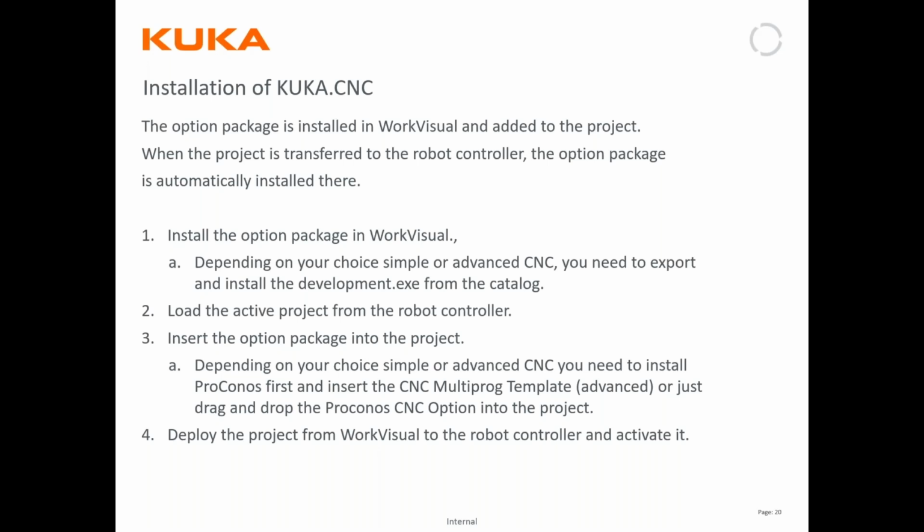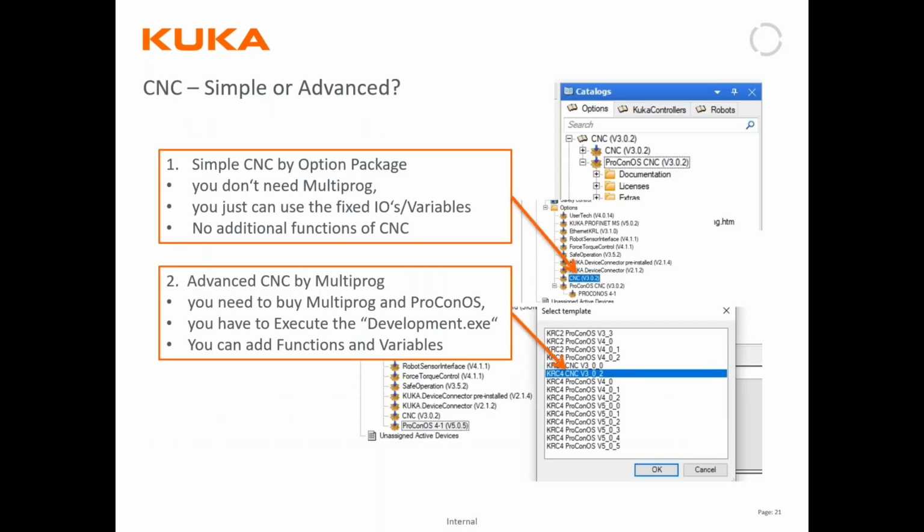Further, one can load the active project from the robot controller as well. You can insert the option package into the project depending on the choice, simple or advanced. You can install Proconos first and insert the CNC multiproc template, or just drag and drop the Proconos CNC option to the project. Deploy the Work Visual project on the robot controller and activate it, and it's as simple as that.